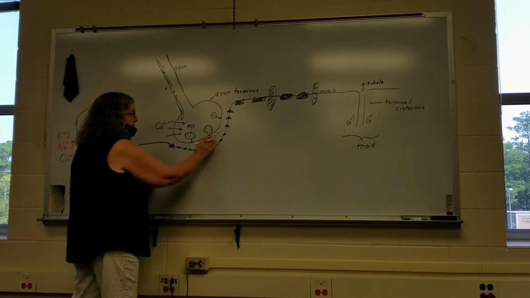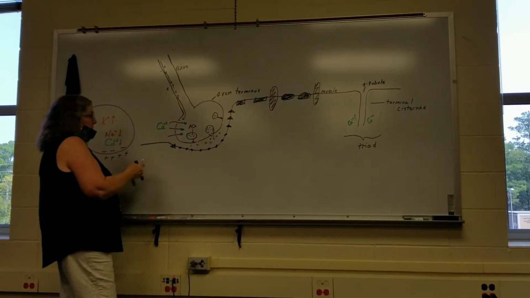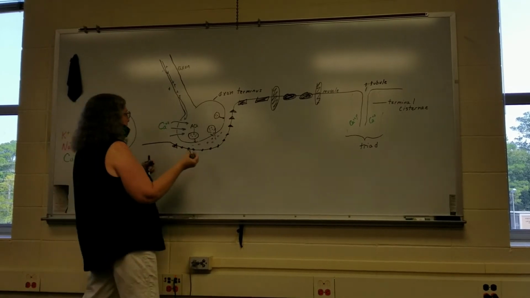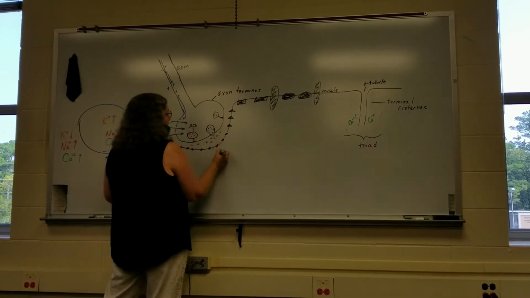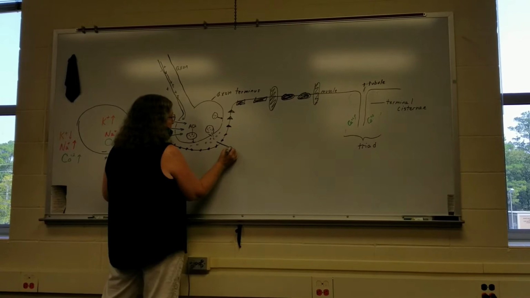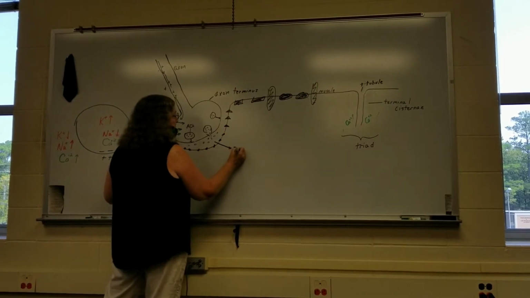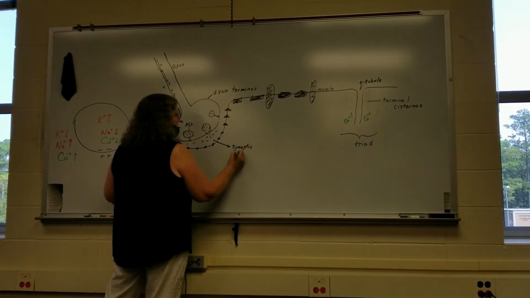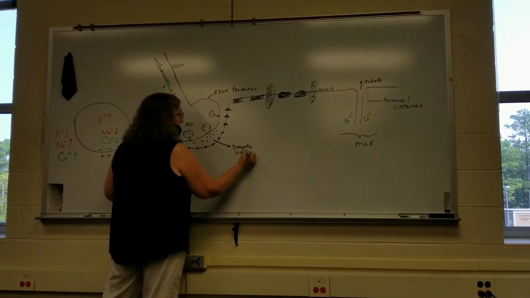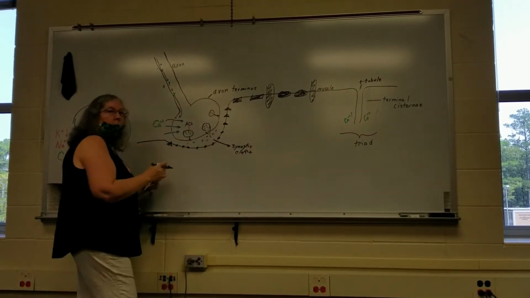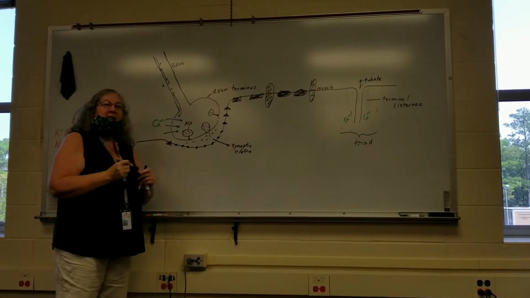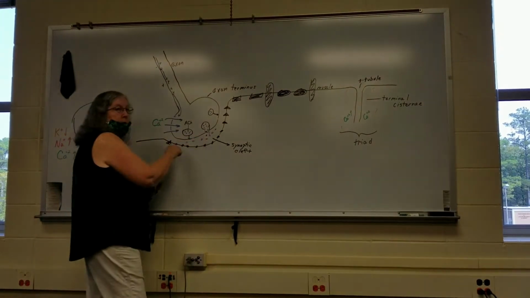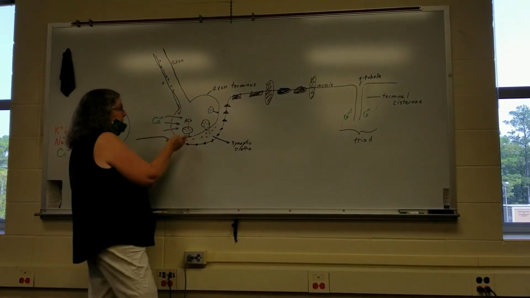And what is this space right here? The space between the neuron and the muscle. If I can write just here, draw this arrow. That is your synaptic cleft. Remember, the neuron and the muscle are not physically touching each other. There's a tiny little bit of space between the two. That is the synaptic cleft.